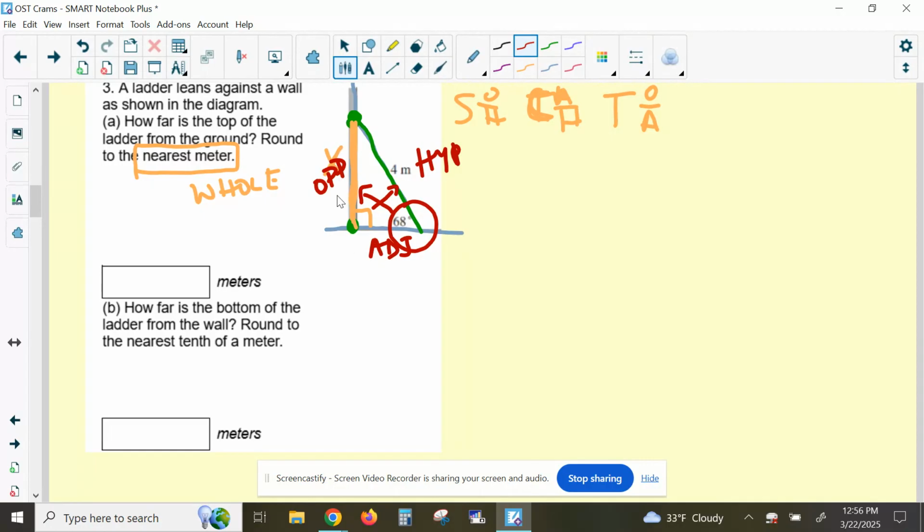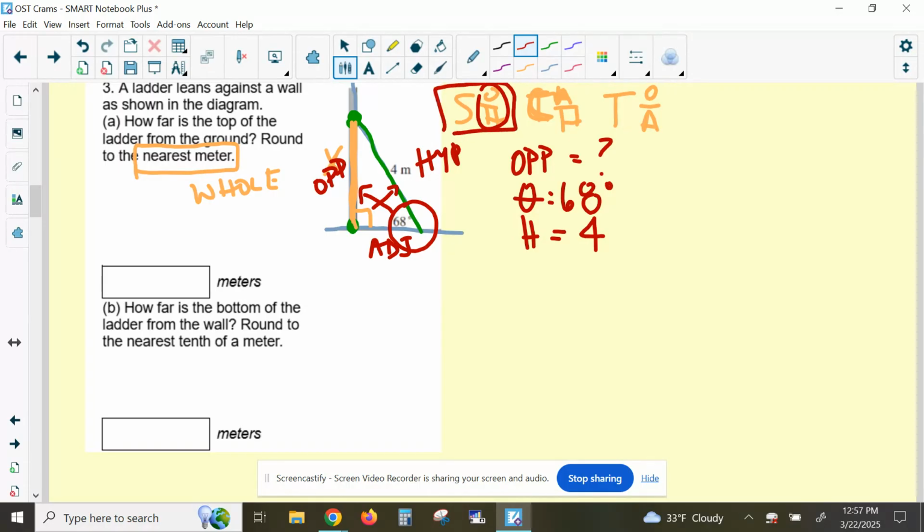So since I'm looking for the orange piece, I'm definitely going to use my opposite, right? So my opposite is my missing. I do have the angle measure, so my theta is 68 degrees. And the other piece they give us is the hypotenuse, which is 4. So looking at this, I've got opposite and hypotenuse. So if I look at my choices here, opposite and hypotenuse are right there. So I'm going to be using sine. So winner, winner, chicken dinner.